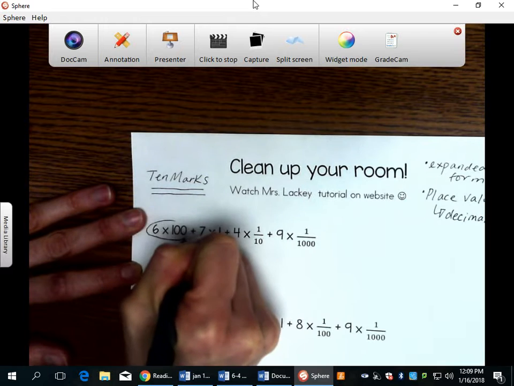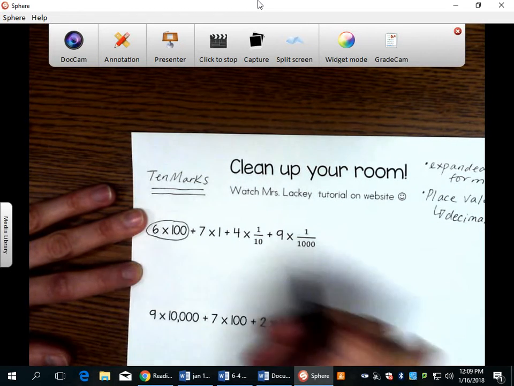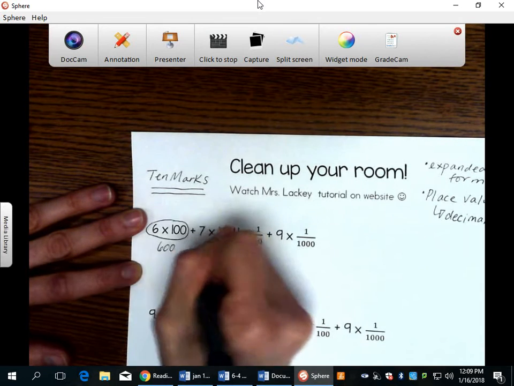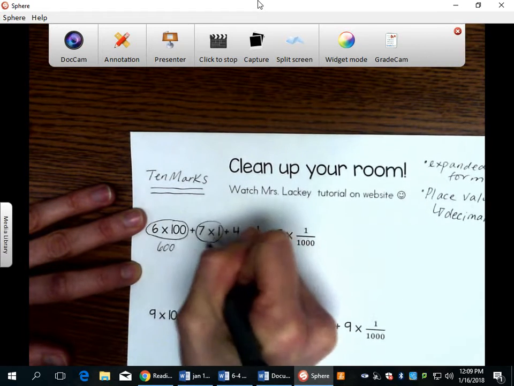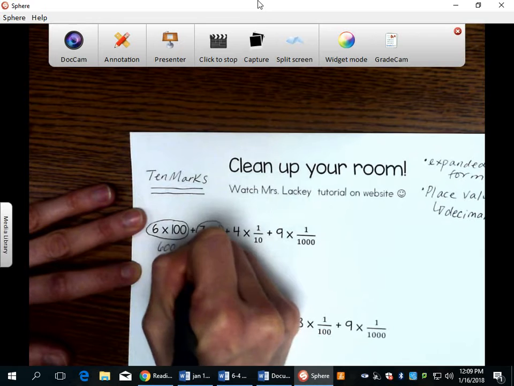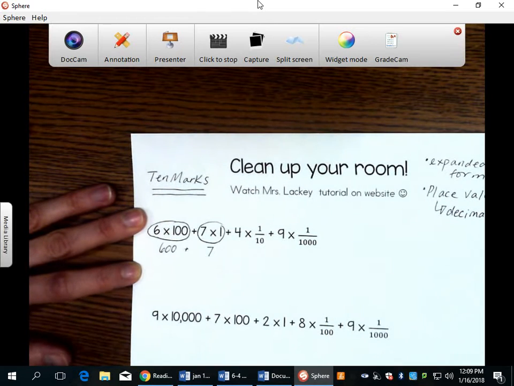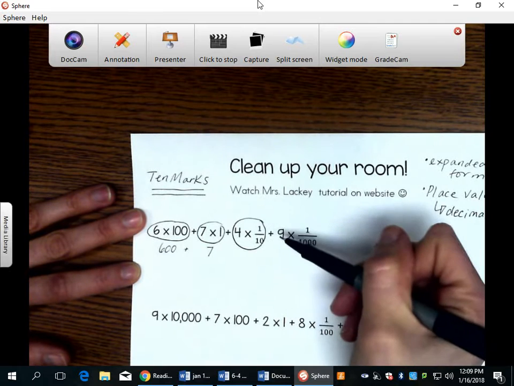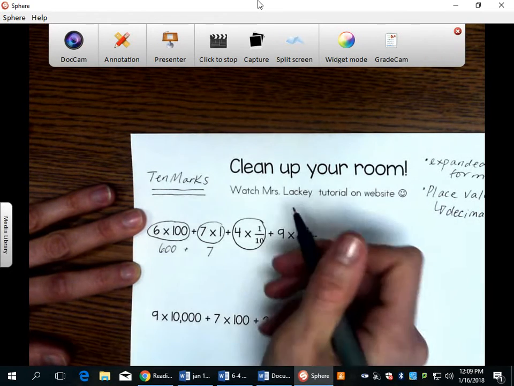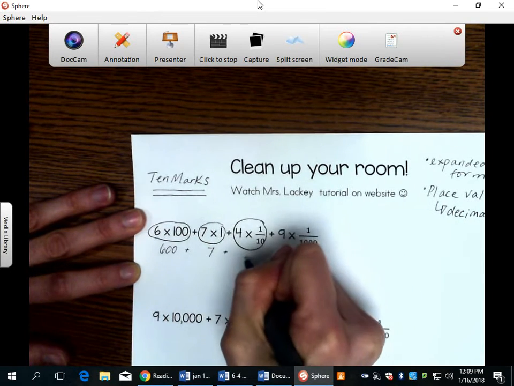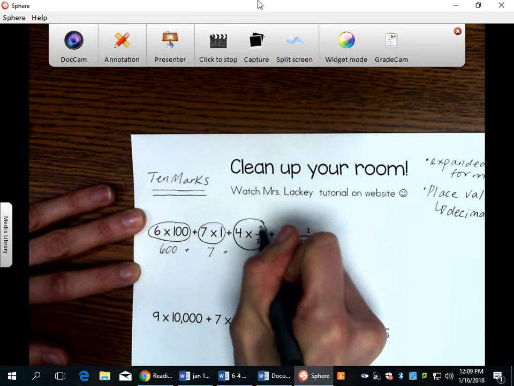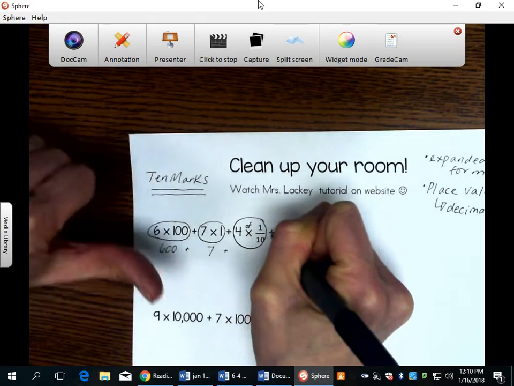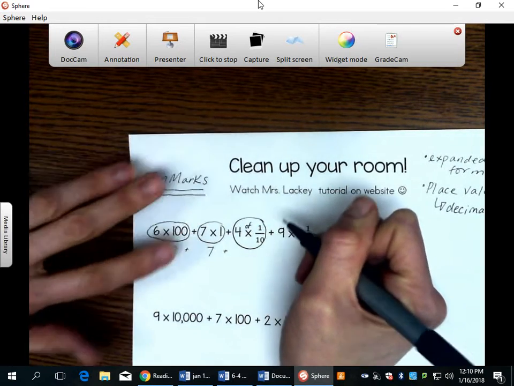So 6 times 100, instead of saying 6 times 100, isn't that just 600? Now I see 7 times 1. Instead of saying 7 times 1, isn't that just 7? 4 times 1/10. Now I could write this as a fraction, or I can write this as a decimal. 4 times 1/10 is just 4 of these. Remember, times means "of." 4 of these: 1/10, 2/10, 3/10, 4/10. So 4/10.